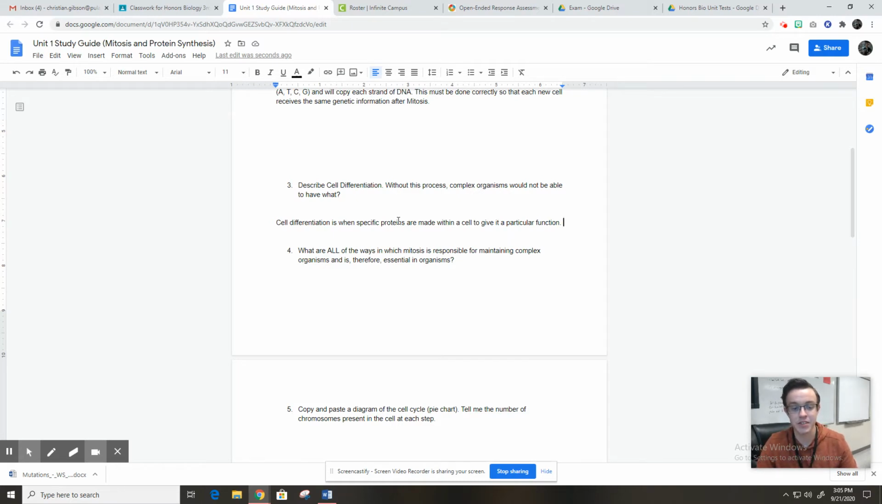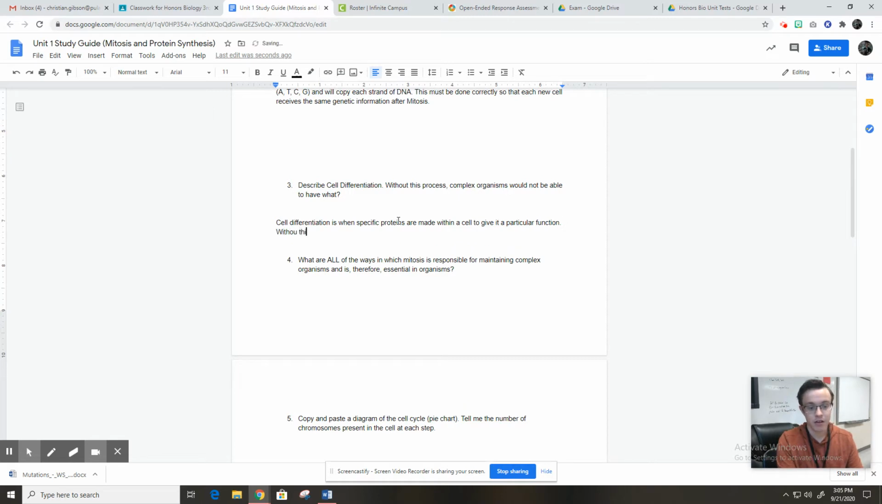Now, without this process, as complex organisms, we could not have specialized tissues. Okay, tissues are just bundles of cells all working with the same function. So you couldn't have skin tissue that was different from your muscle tissue if it weren't for this process of cell differentiation.